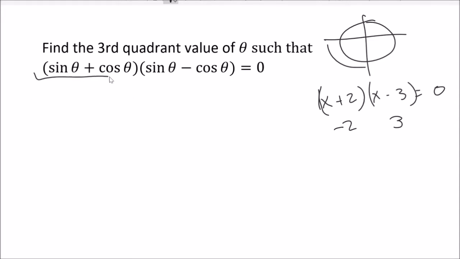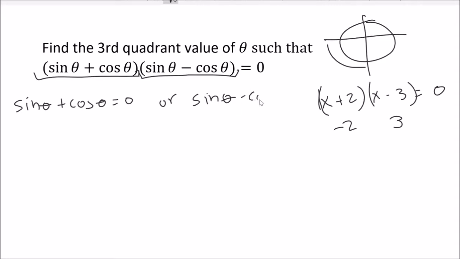Notice you have a chunk of math equals 0, you have two things here multiplied together and they equal 0. So either sine theta plus cosine theta equals 0, or sine theta minus cosine theta equals 0. Those are the two possibilities. So let's work on each of those independently.